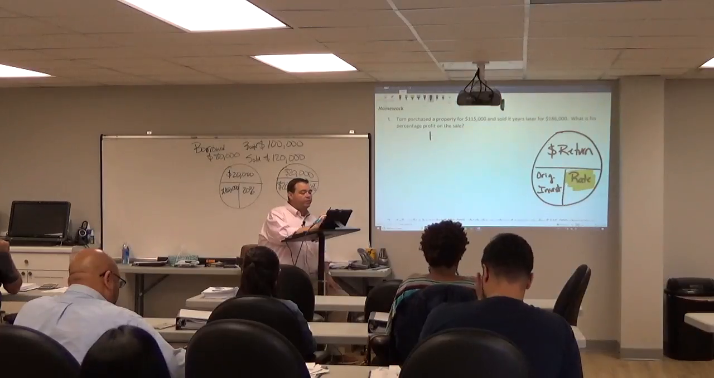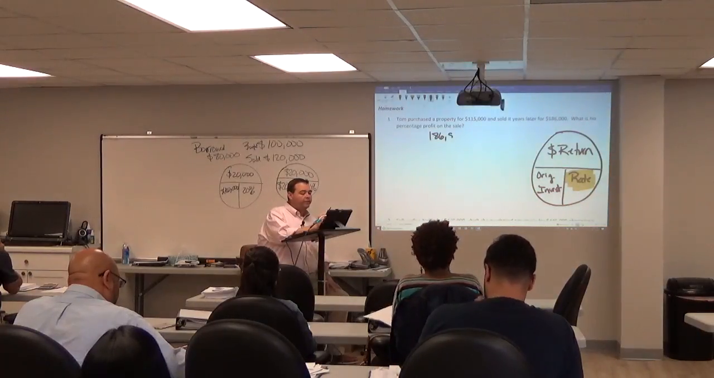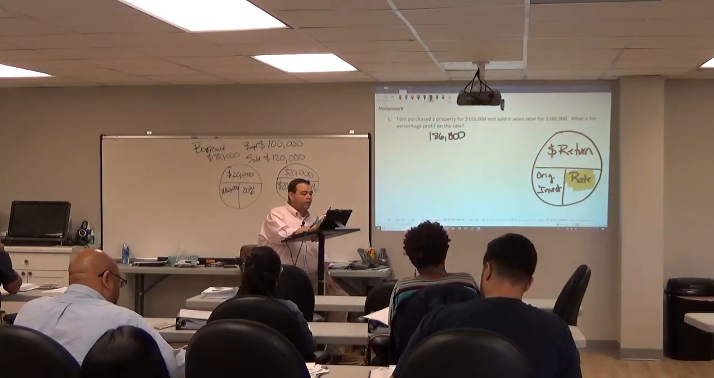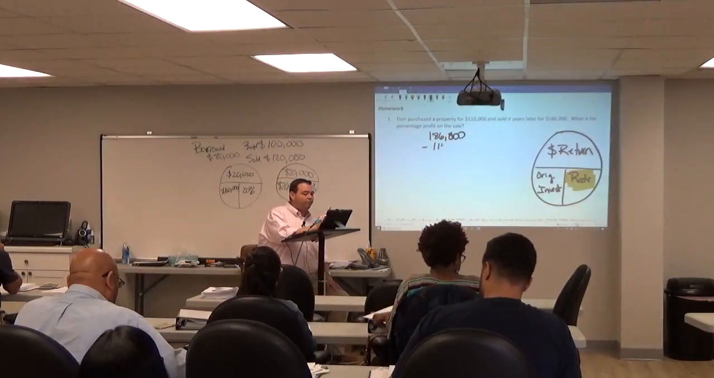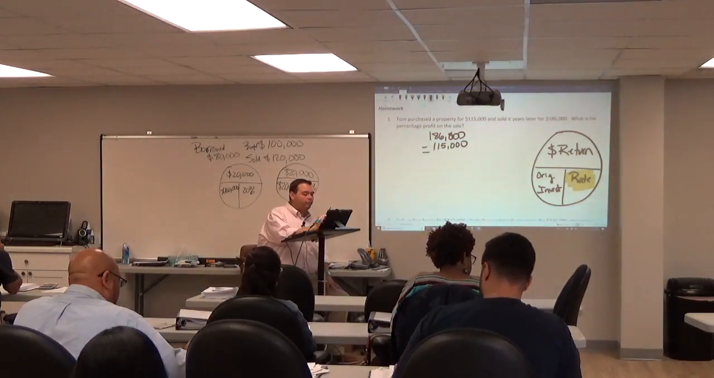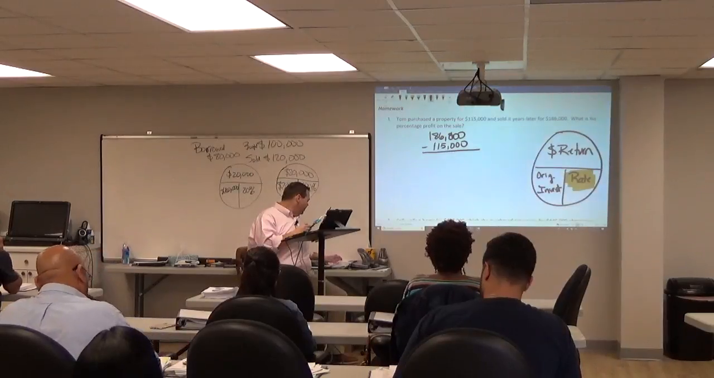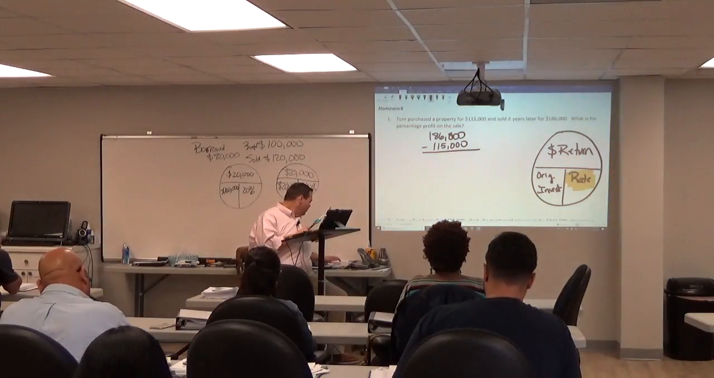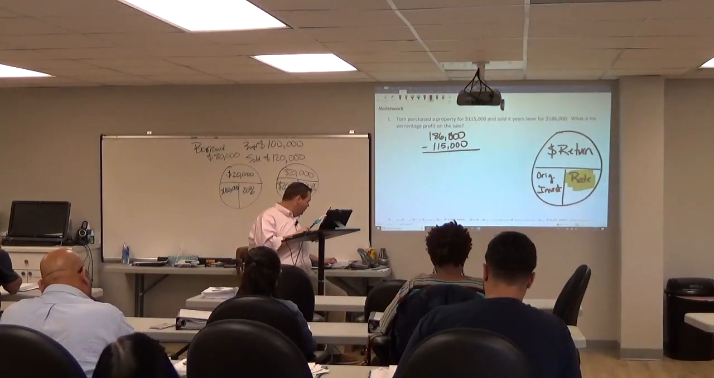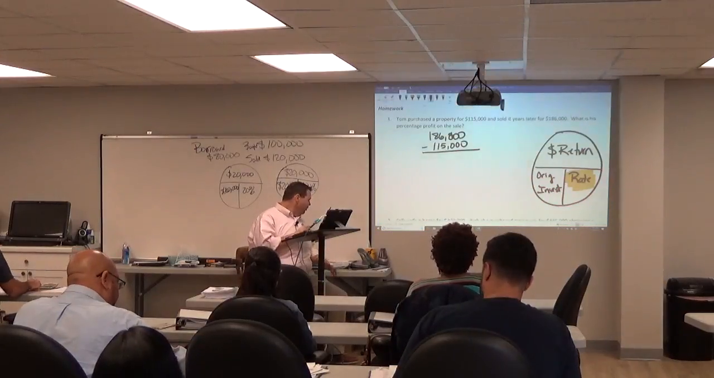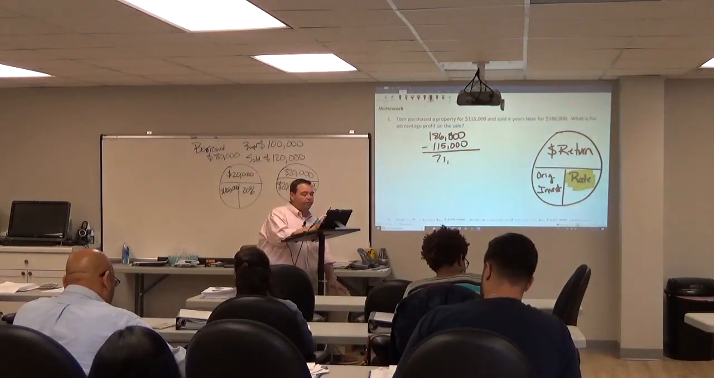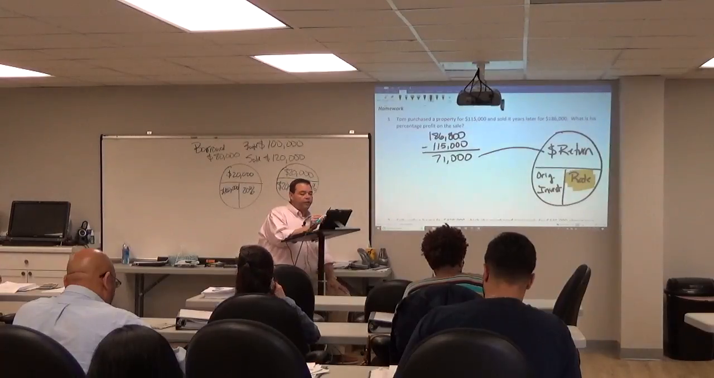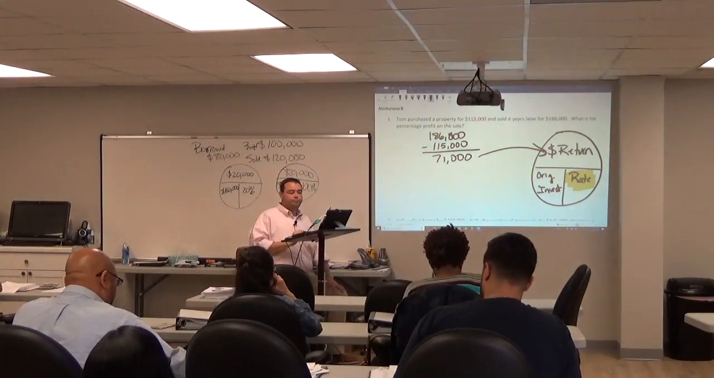That's going to be what we sold it for, 186, minus what we paid for it. So we paid 186, sold it for 115. You agree with a $71,000 profit on this thing? All right, so that goes in the top of our T-bar.